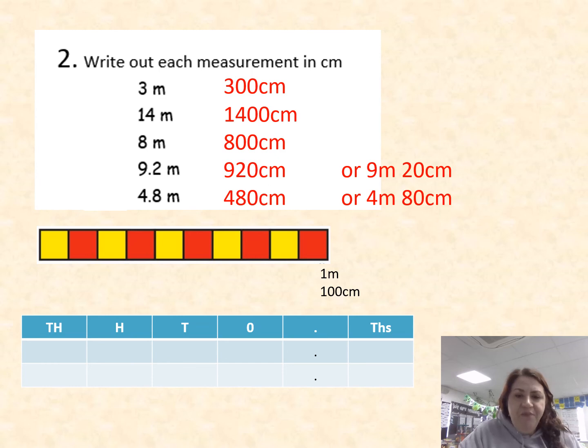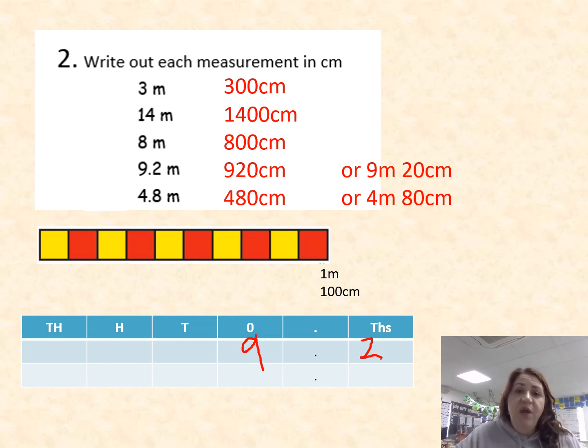Right, here are the answers to the questions you've just had. So again, that top one shouldn't have been too tricky. If there are 100 in 1 metre, you should have been able to work out that there are 300 in 3 metres. And 14, even though that's a slightly bigger number because it's a two-digit number, you should still have been able to work out that there were 1,400. 8 metres shouldn't have been too tricky again. It's these decimals at the bottom. I wonder if any of you managed to work out how to write them two ways as well. So our decimal at the bottom here, we had 9.2.